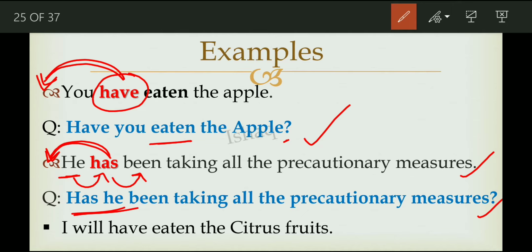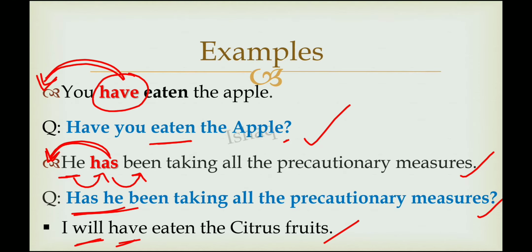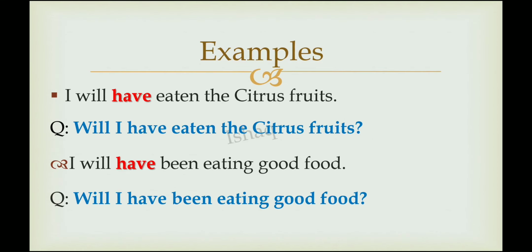So the next example says, I will have eaten the citrus fruits. So I will have. So now there are two helping verbs, one which tells the future, will, and the perfect tense have. So now which helping verb should I bring in front of the subject? So there will be some confusion in future tense, and that confusion will be cleared in the next slide. Let's go to the next slide. So I will have eaten the citrus fruit.